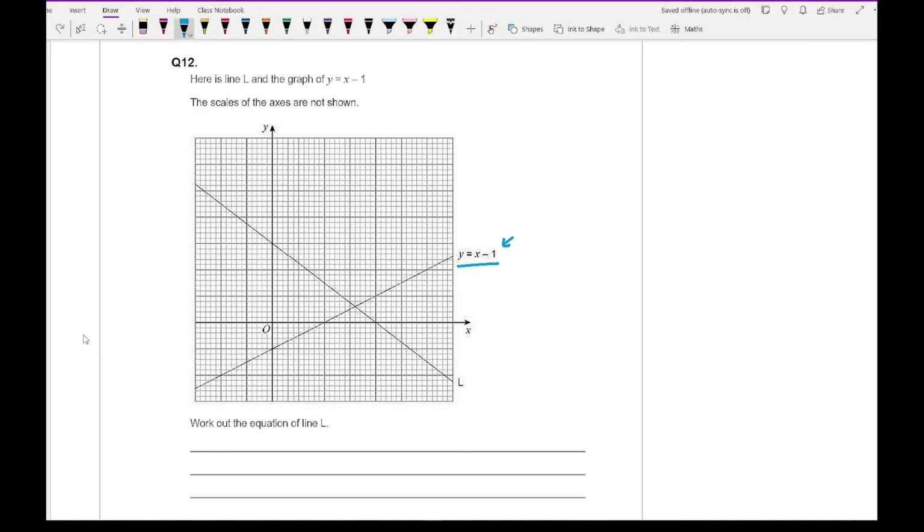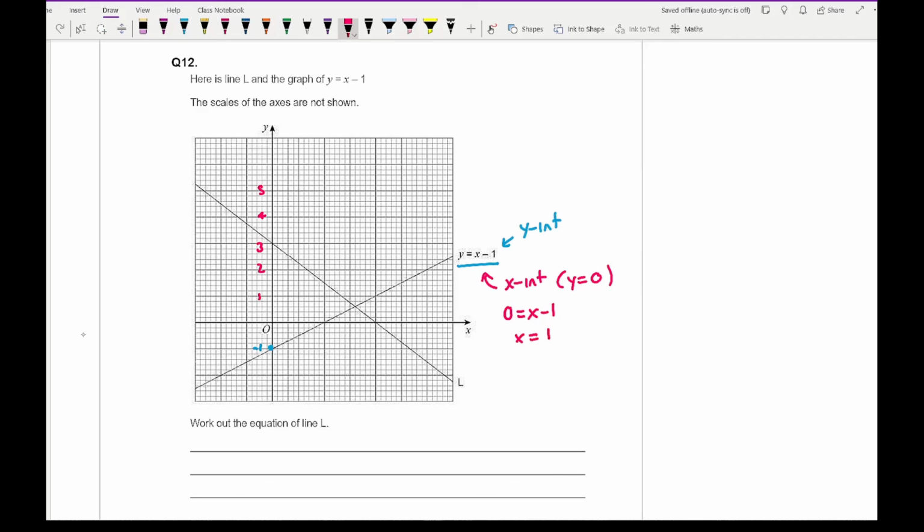So this line, the y-intercept is going to be minus 1, which means every little box of 5 is going to equal 1. So that's going to be 1, 2, 3, 4, 5. Now we then need to find the x-intercept. So to find the x-intercept, what I've got to do is substitute y equals 0. So then 0 equals x minus 1, so x equals 1.